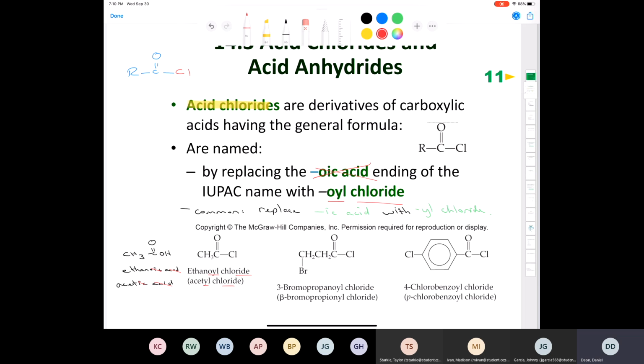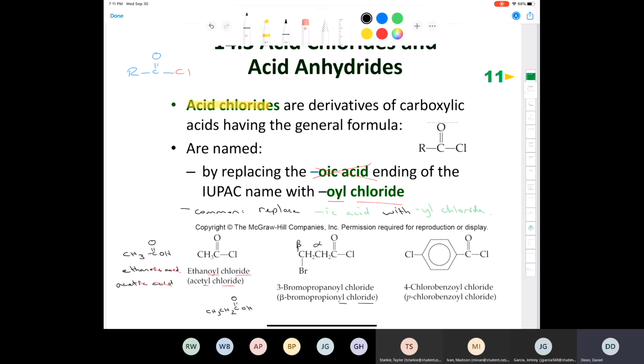So with that in mind, let's look at the next example. If we had a 3-carbon carboxylic acid, 1, 2, 3, that would be propanoic acid. We replace "oic acid" with "oyl chloride," so we get 3-bromopropanoyl chloride. If we wanted to give this its common name, it would be propionic acid, so it becomes propionyl chloride. And we have our bromo at the not alpha, but the beta position, so beta-bromopropionyl chloride.